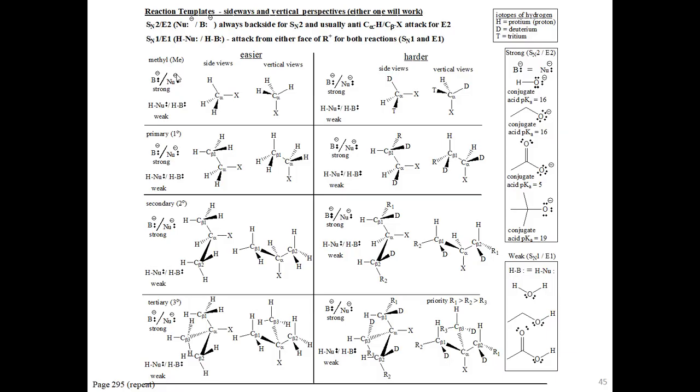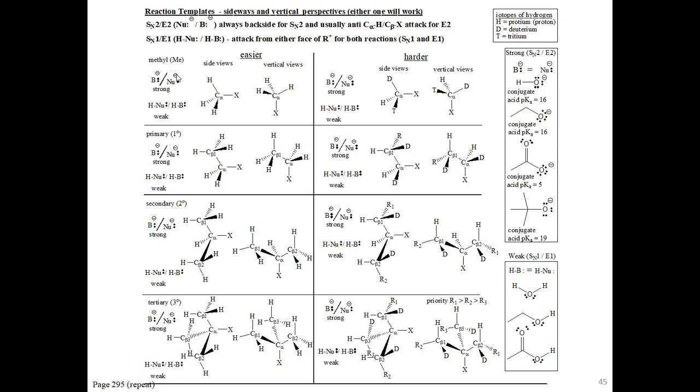Okay. What I show here are some templates. I will give you something like this on the exam. Here's side views, and vertical views. Side view, I'm saying we're going sort of horizontal in terms of the X and the C beta H's. The vertical views, I show C alpha X going sort of straight up and down, and the C beta H is going straight up and down. So these are 2 possibilities.